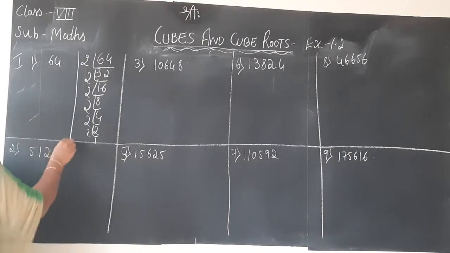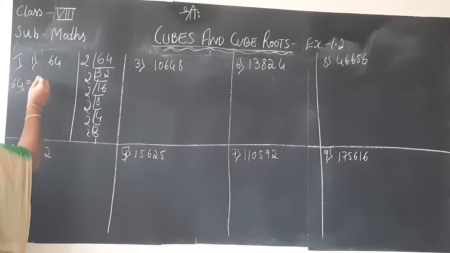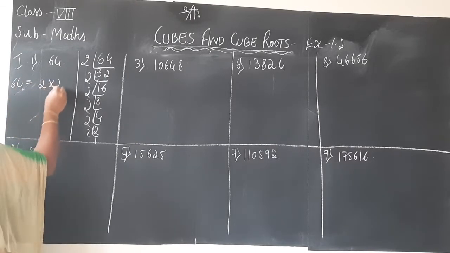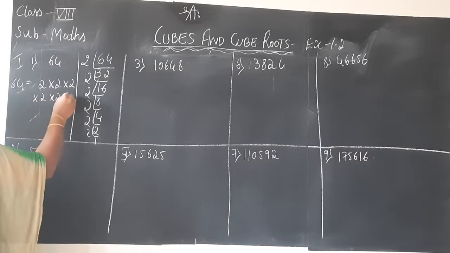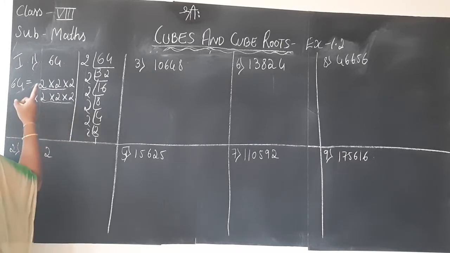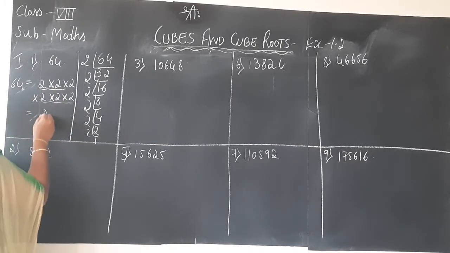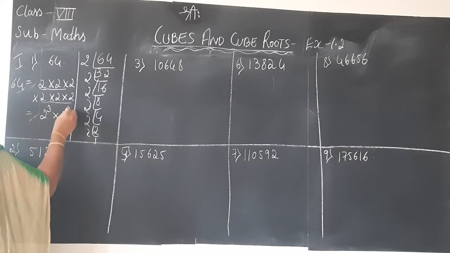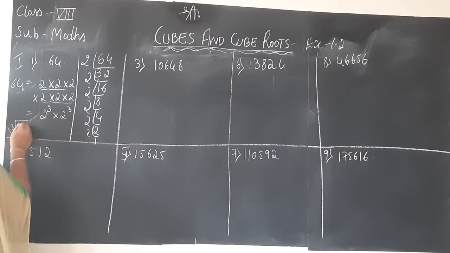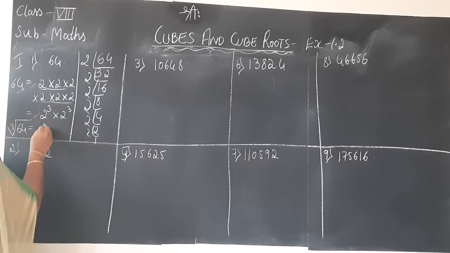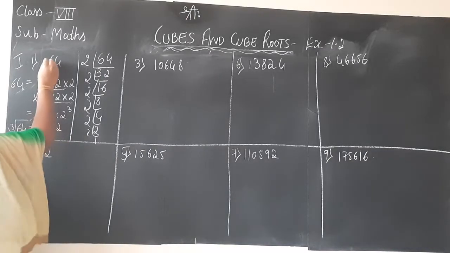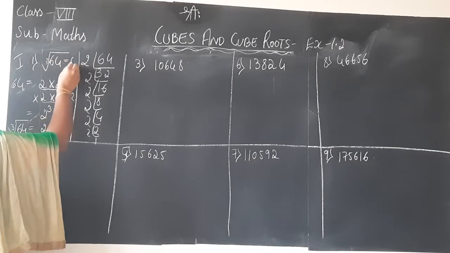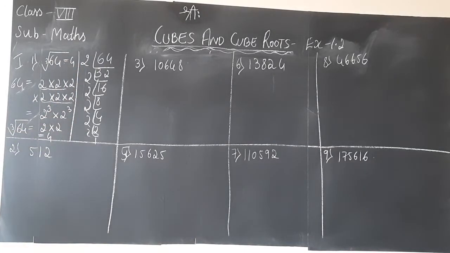If you multiply 2 six times, you get 64. So it can be written as the product of 2 into 2 into 2 into 2 into 2 into 2, where I wrote 2 six times. So group these 3 2's and these 3 2's. So it is nothing but 2 cube into 2 cube. Therefore, cube root of 64 is equal to 2 into 2, which is equal to 4. So here you will write cube root of 64 is equal to 4, children.